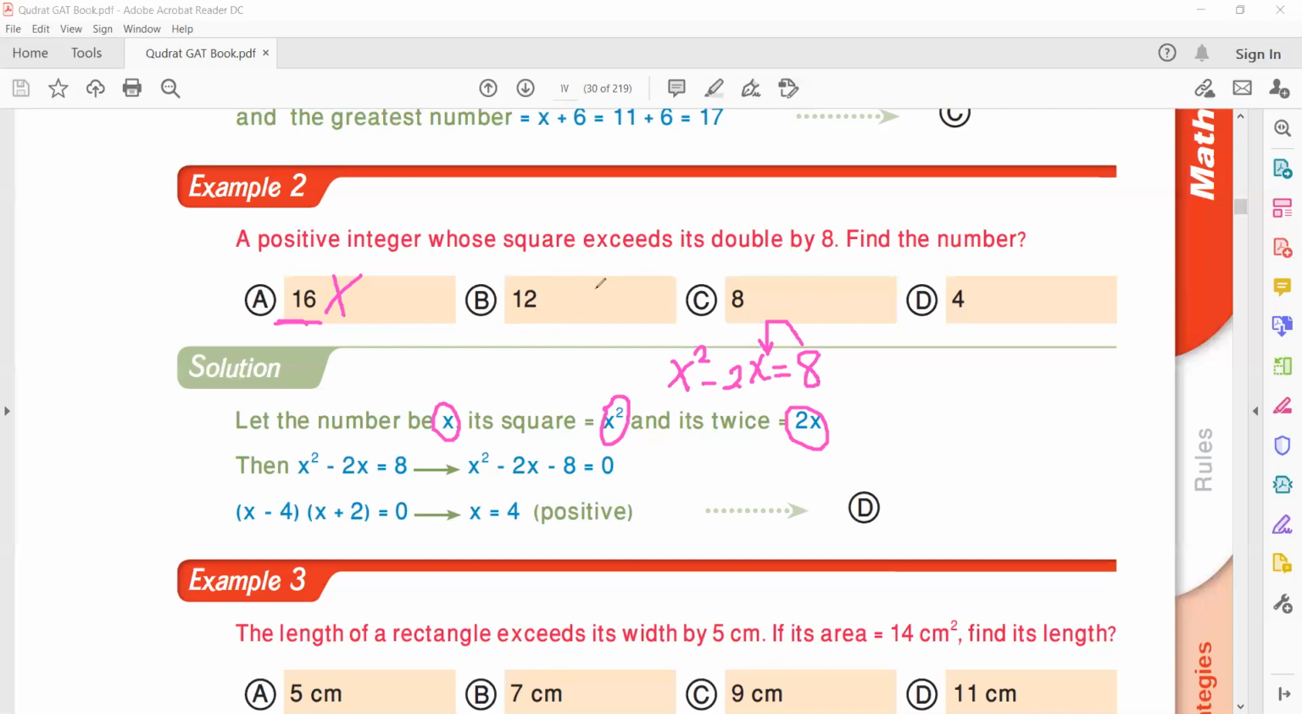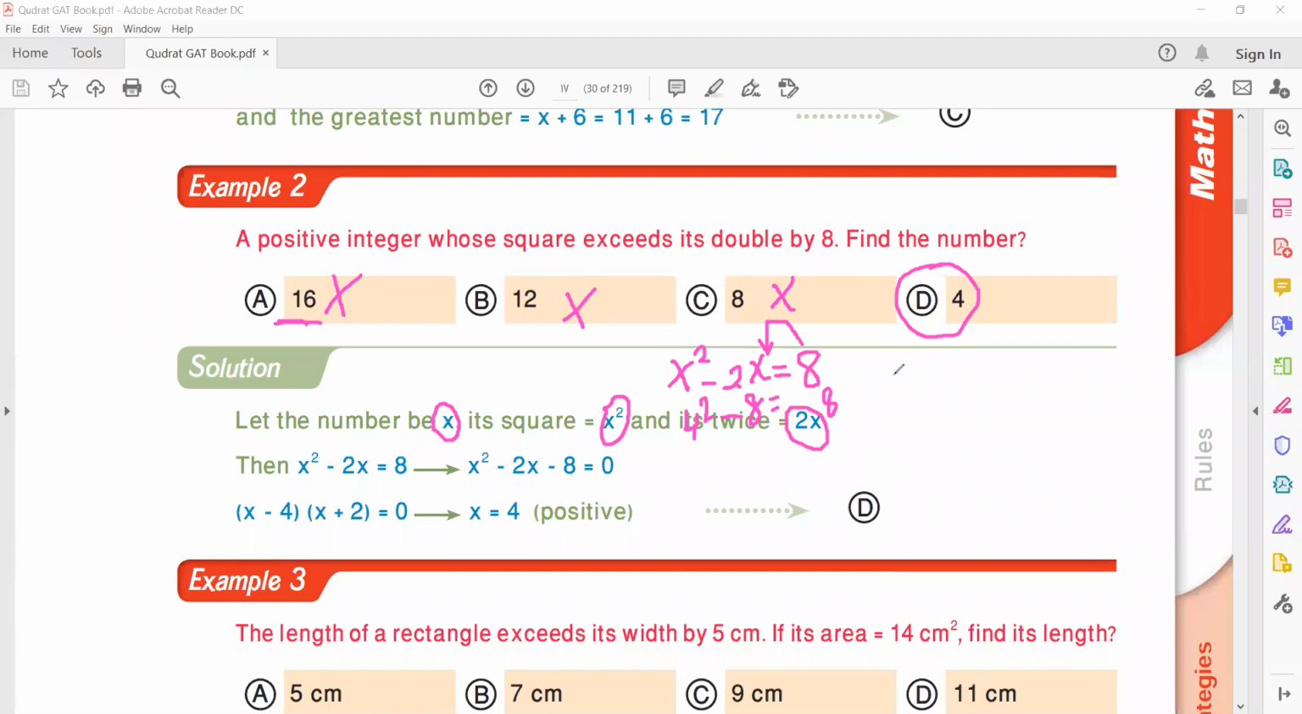Also, if you substitute it, you don't get the same number. What about 8? Also the same. It is wrong. Another one: if I substitute 4, 4 squared is 16, right? Minus 2 times 4 is 8. So 16 minus 8 equals 8. So the correct answer is 4, right? The correct answer is 4.